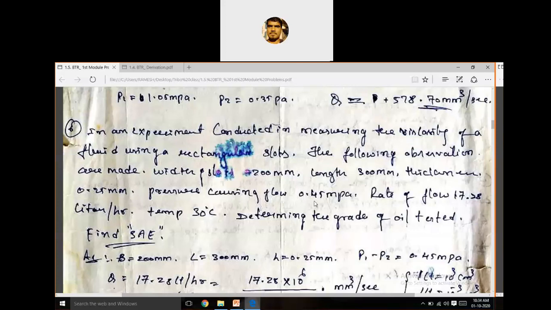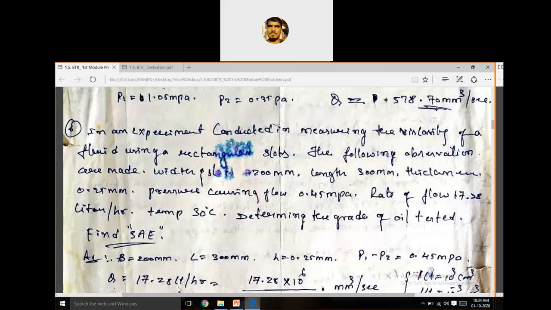Here they have given liters per hour, which you have to convert to meter cube per second. And the temperature is 30 degrees centigrade. Determine the grade of oil. Here you have to find the grade of oil. First you have to find the viscosity mu, then that viscosity and temperature give the grade of oil in terms of SAE. First write down all the data: B, L, H, pressure difference, and Q.